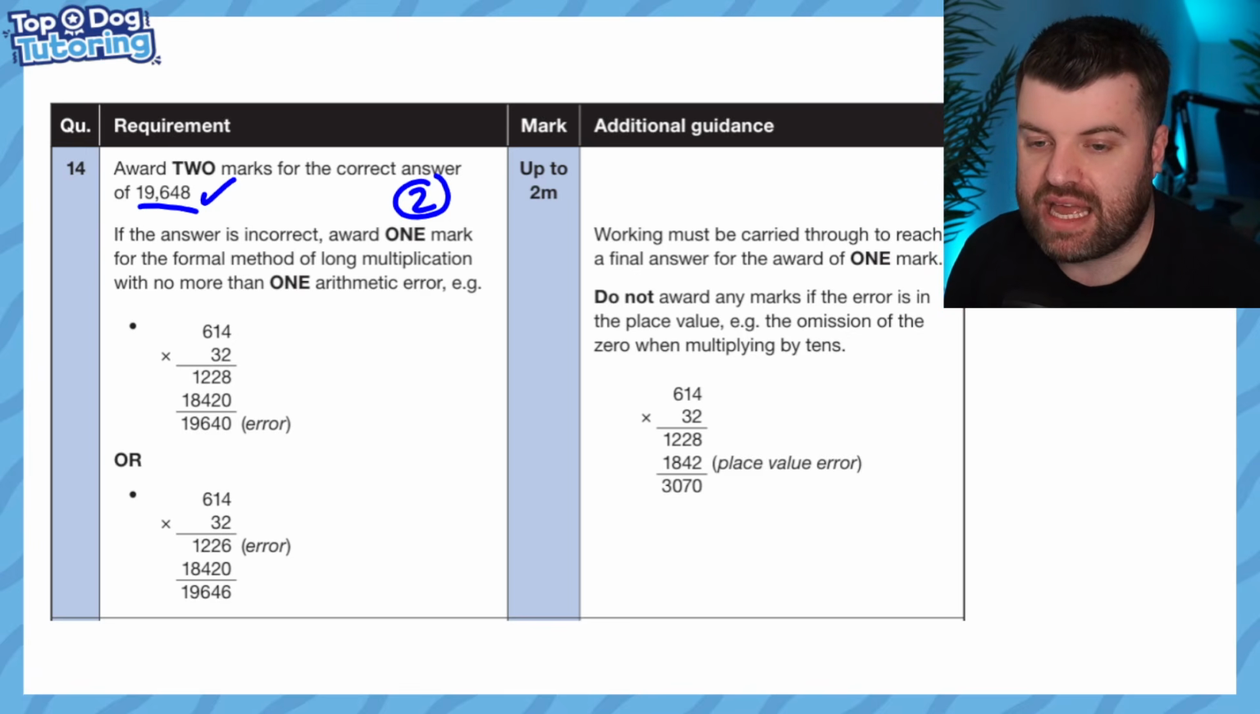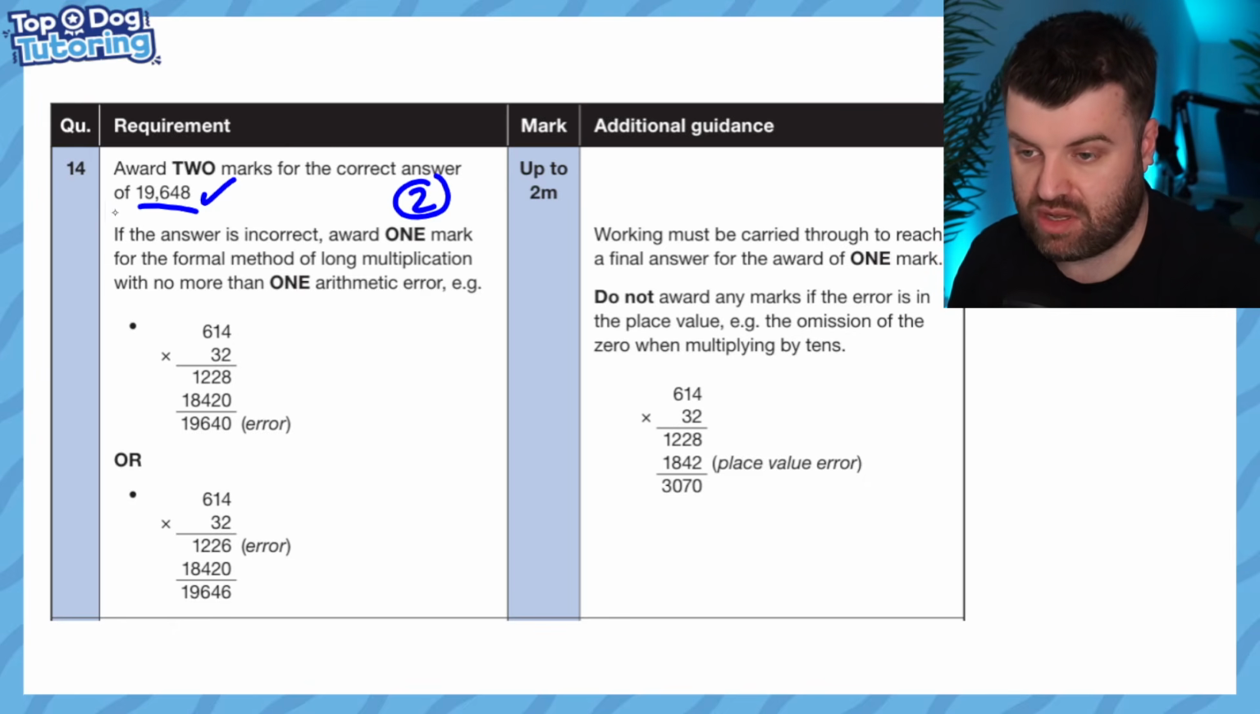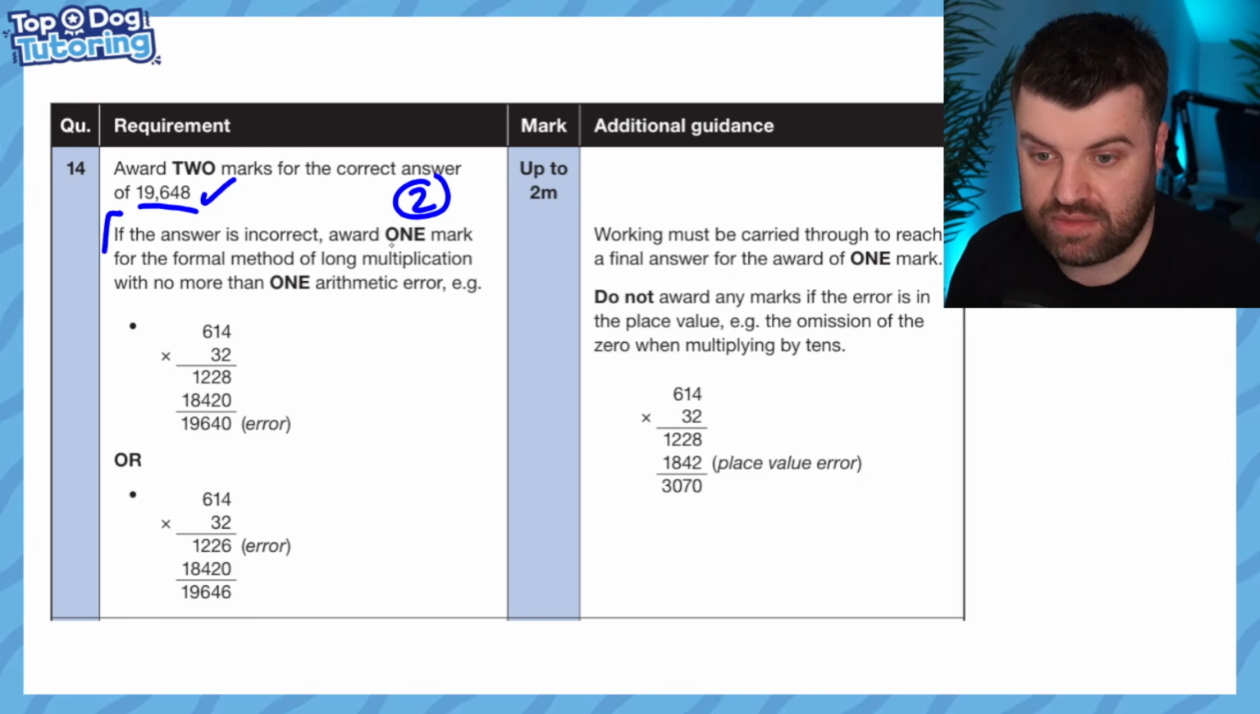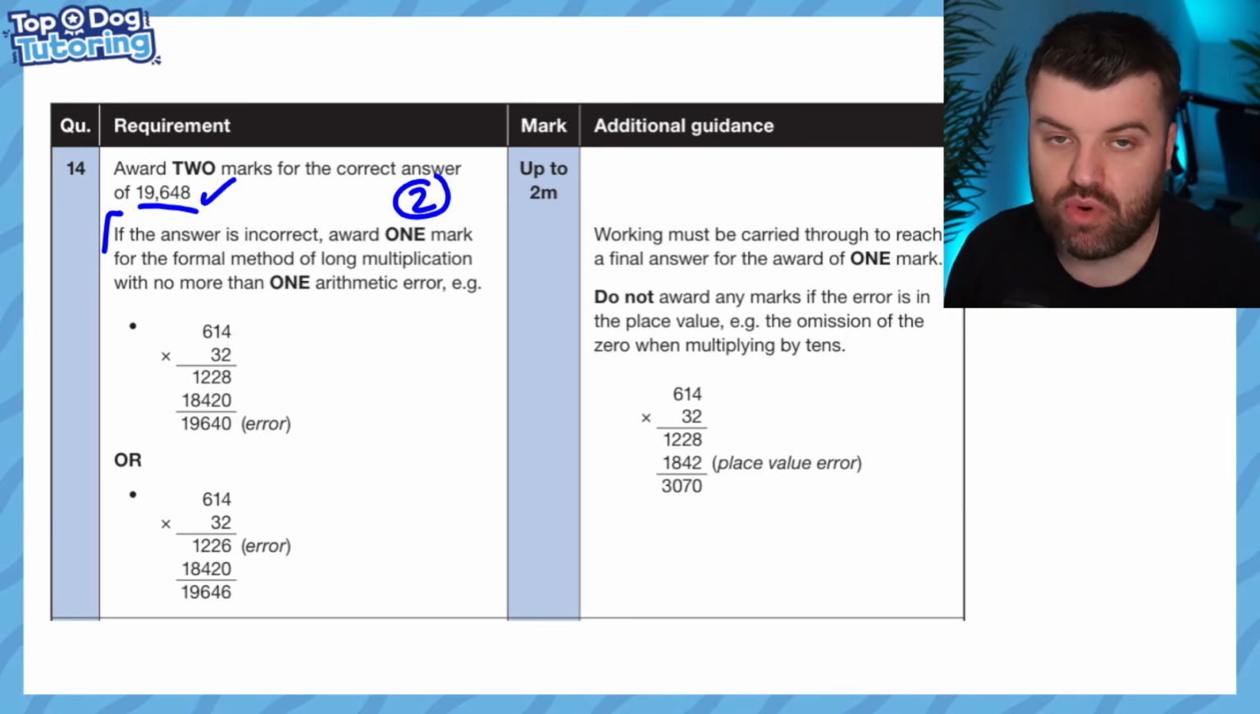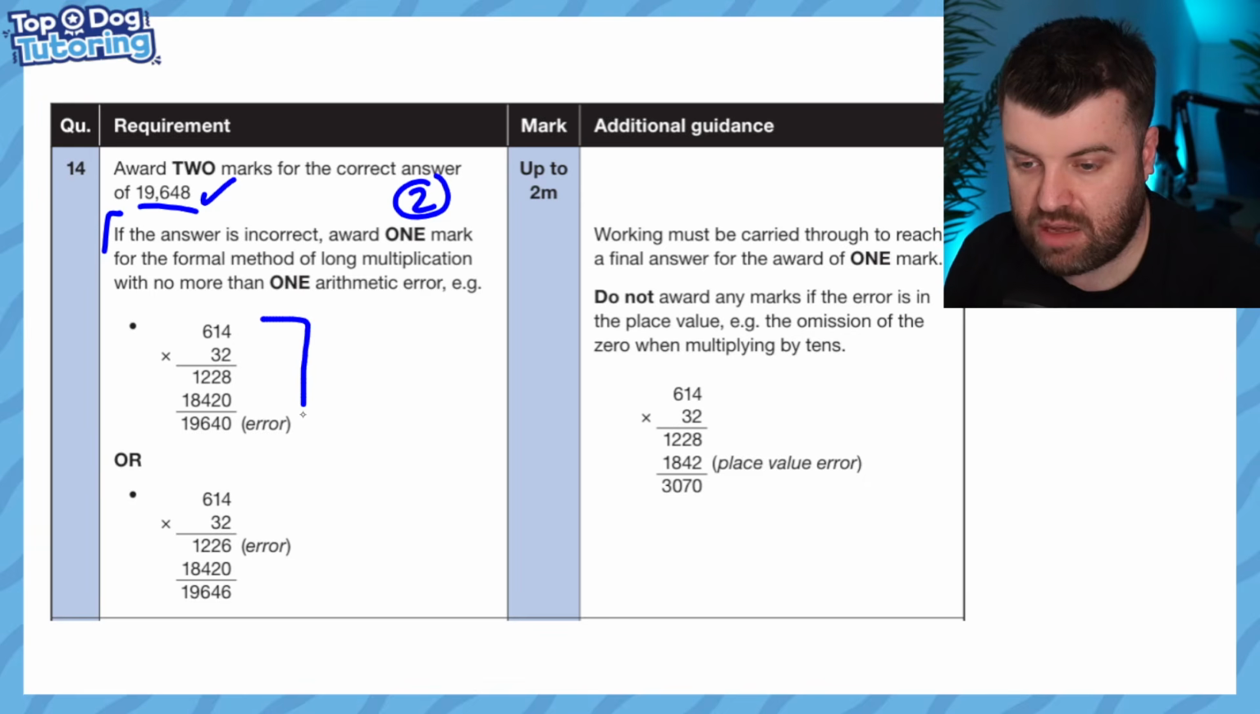Well, if they make a mistake, this is where using the long multiplication method is actually really important, because look at this. If the answer is incorrect, award 1 mark for the formal method of long multiplication with no more than 1 arithmetic error. So here's an example.